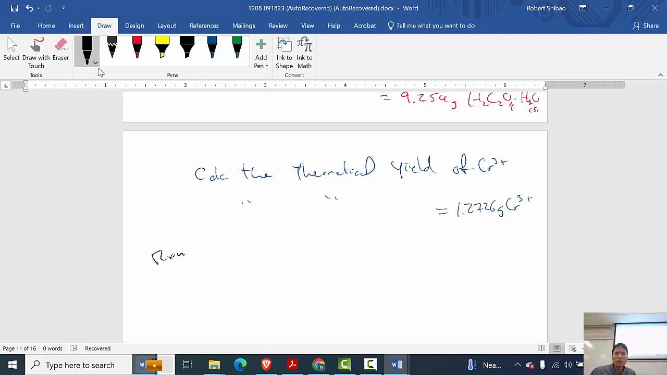So what we're going to do is take that 1.2726 grams of chromium 3+ and then react that with oxalate. And how many oxalates do we need? We need 3 oxalates. Oxalate's a bidentate ligand. And we'll have 3 oxalates to make the trioxalato complex. I'll use the abbreviation for oxalate here. Saves a little bit of writing.